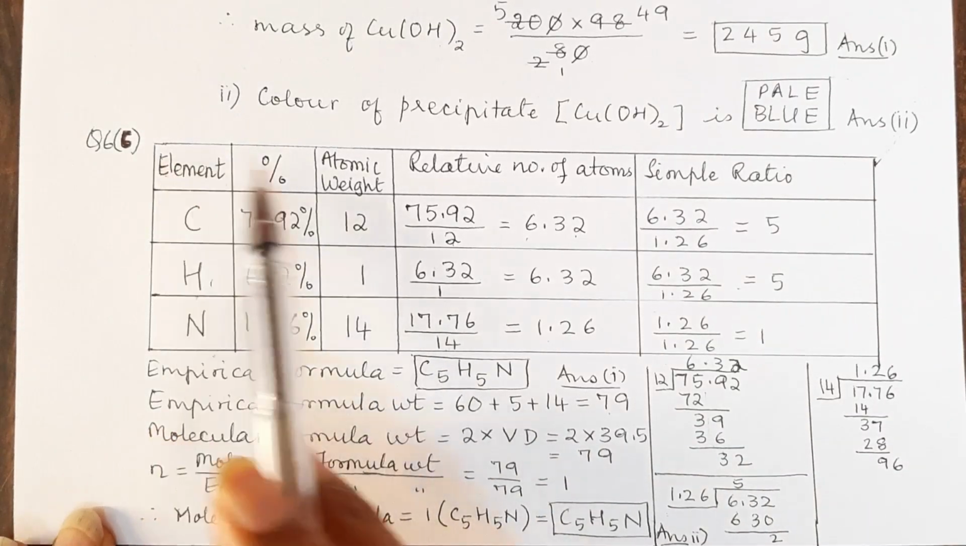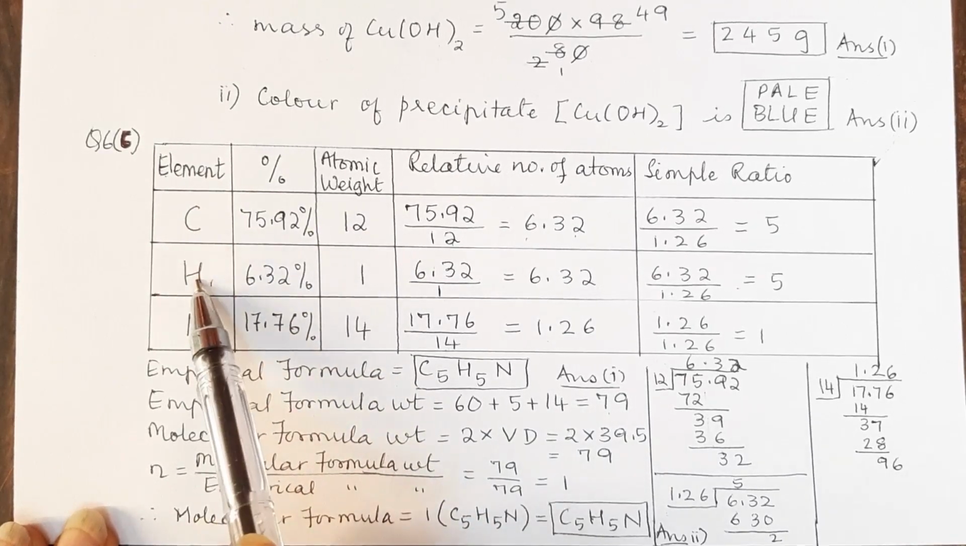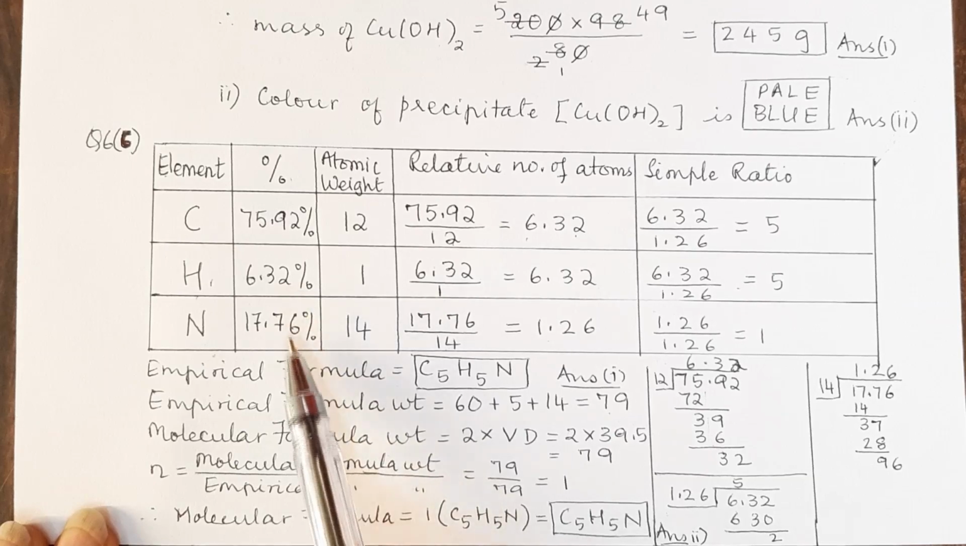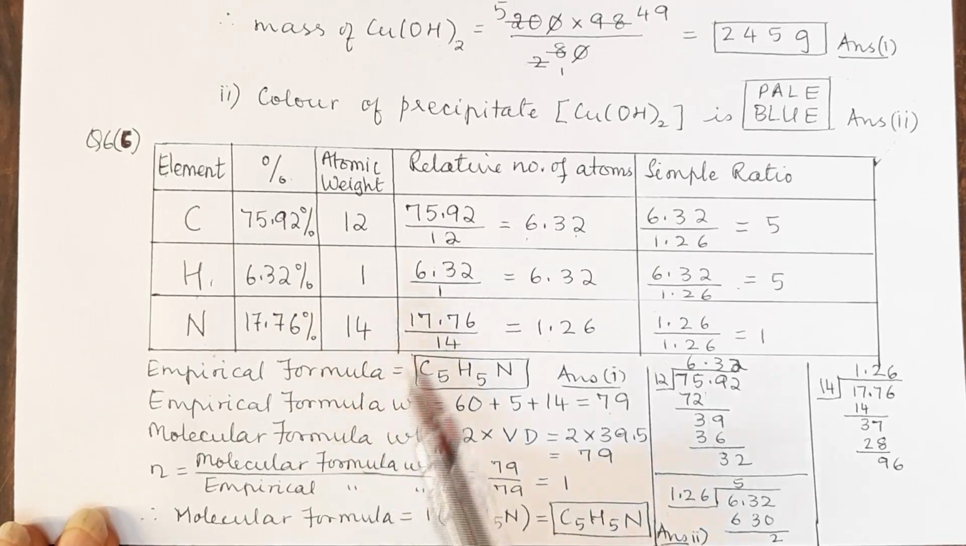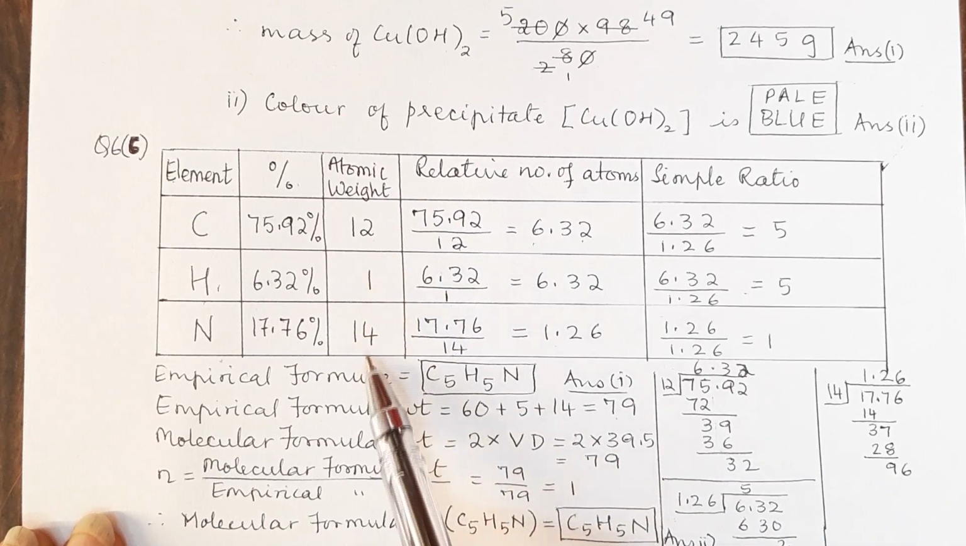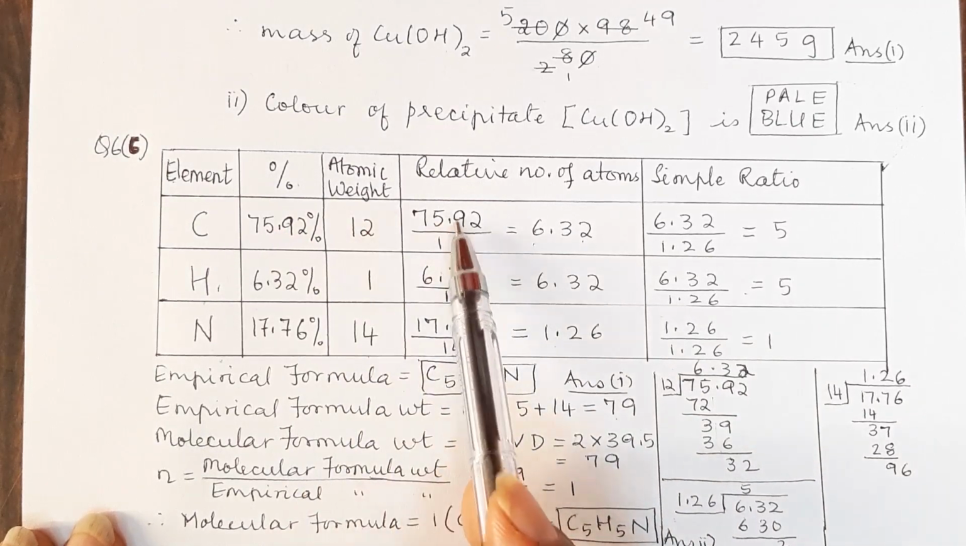So now we make the columns. The first column is for element, so we write the elements. Percentage is the second column. We copy these percentages as they are given in the question. Atomic weight as they are given in the question. Now relative number of atoms, we will take the percentage divided by atomic weight.